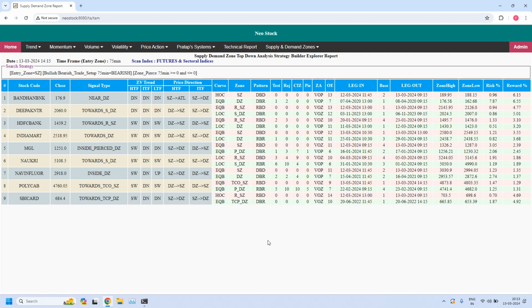So this is about bullish and bearish trade setups for monthly income trade and weekly income trade. Hope this information will be useful to you for your further study and analysis.